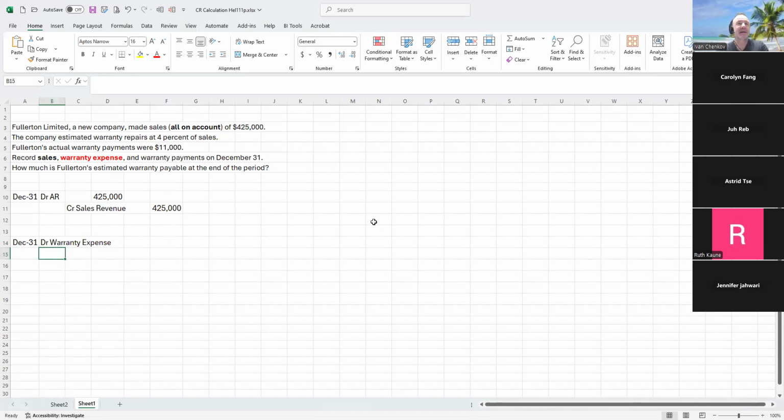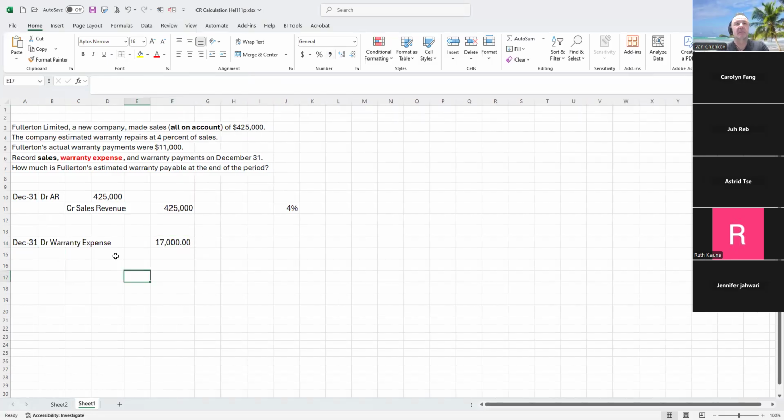Okay, let's see. How much will be the warranty expense? How are we going to calculate it? It will be 4% of the sales. Do we know the sales? We already know our sales are here. So what we have to do is get that 4% and calculate the total expense. That will be equal to 425 times 4%, and that's going to be $17,000 right there. Okay, once we have this one, what's the next thing that we have to do?